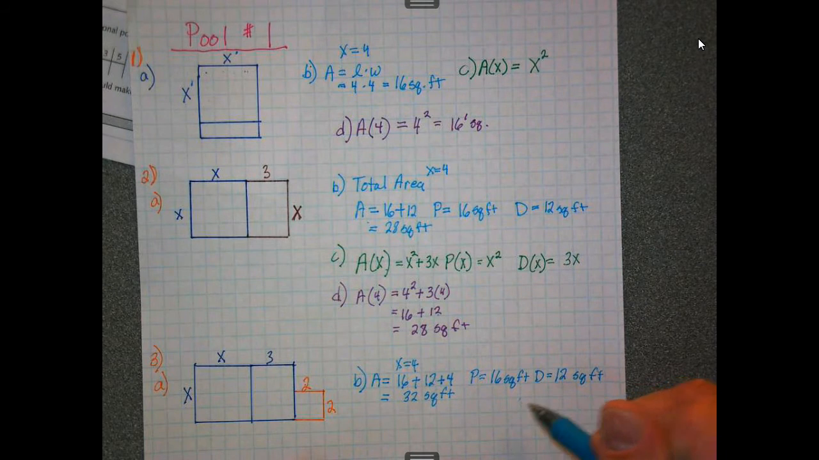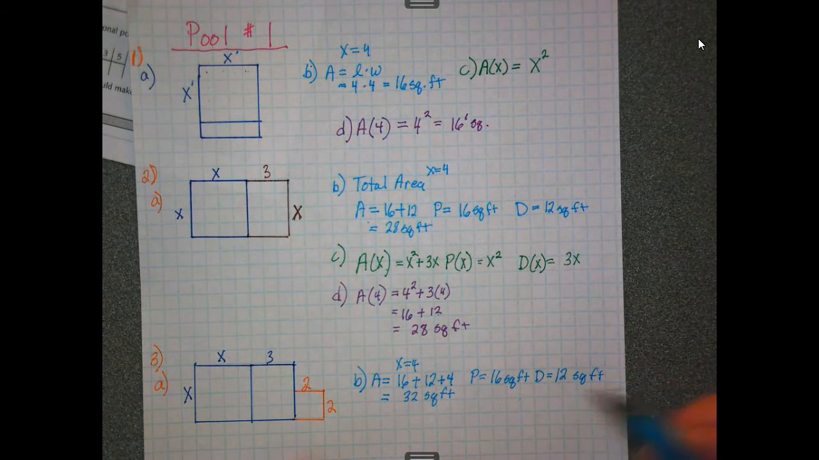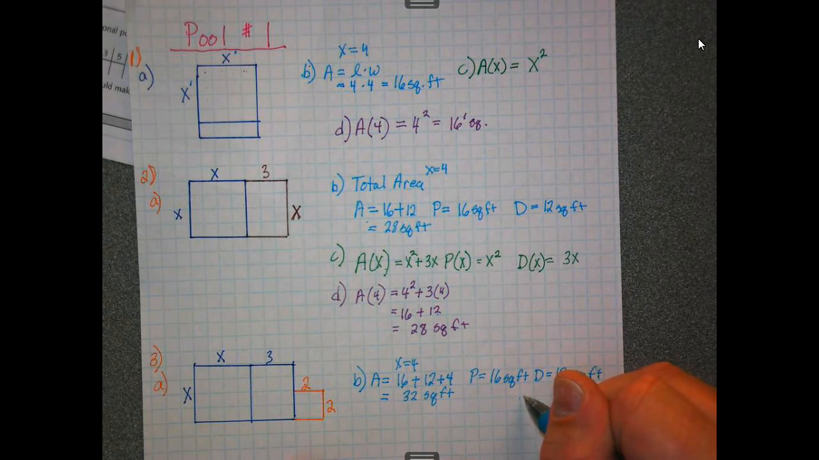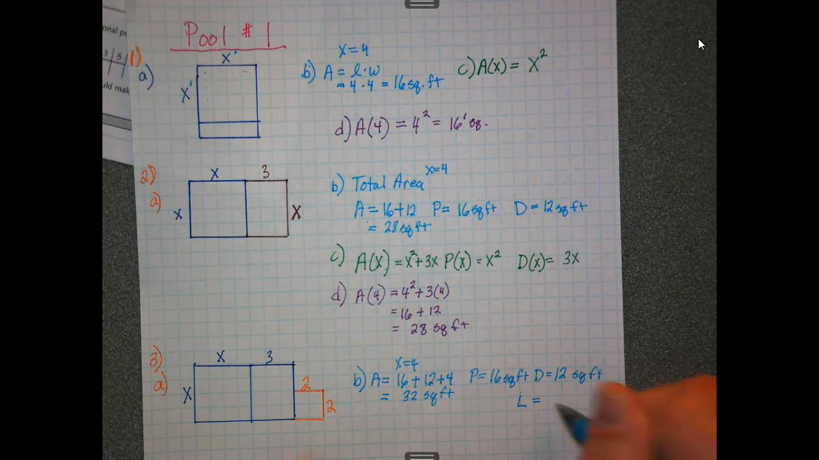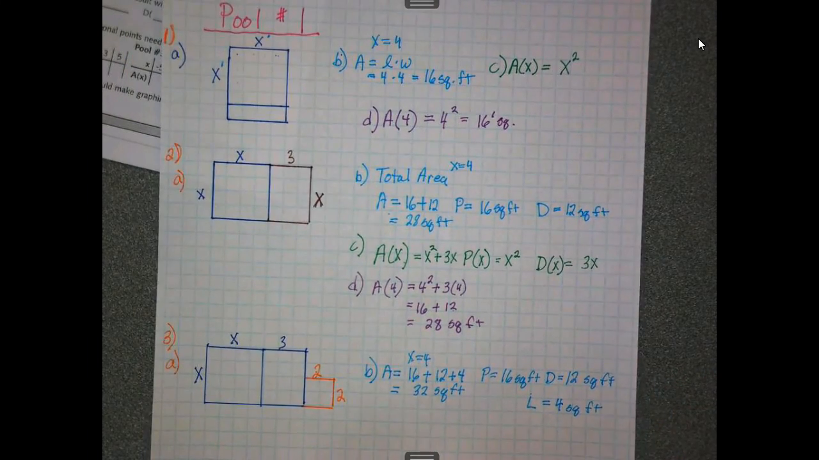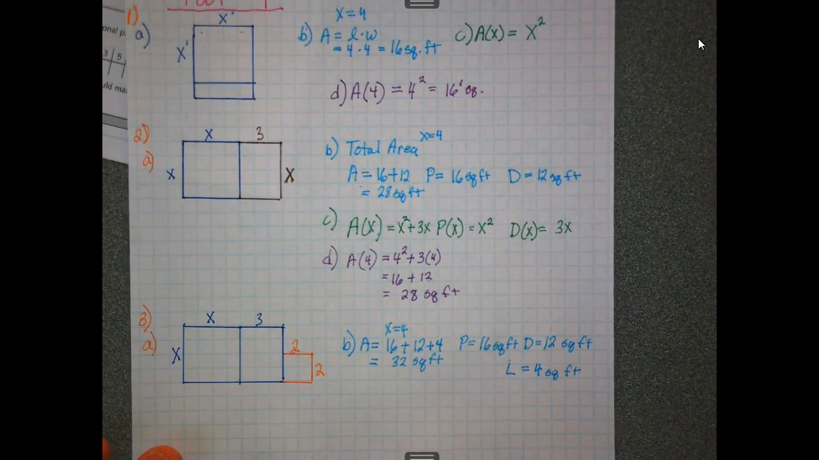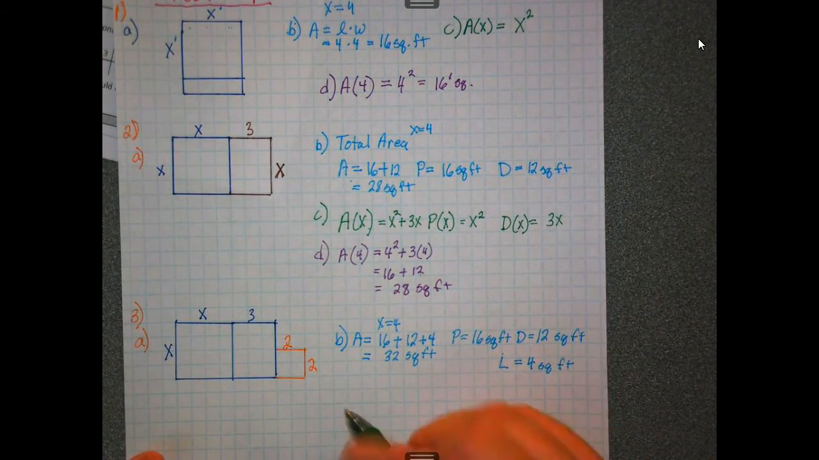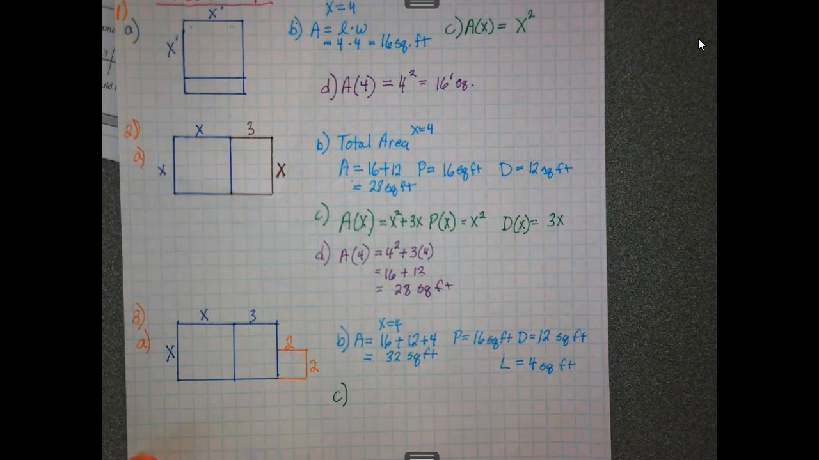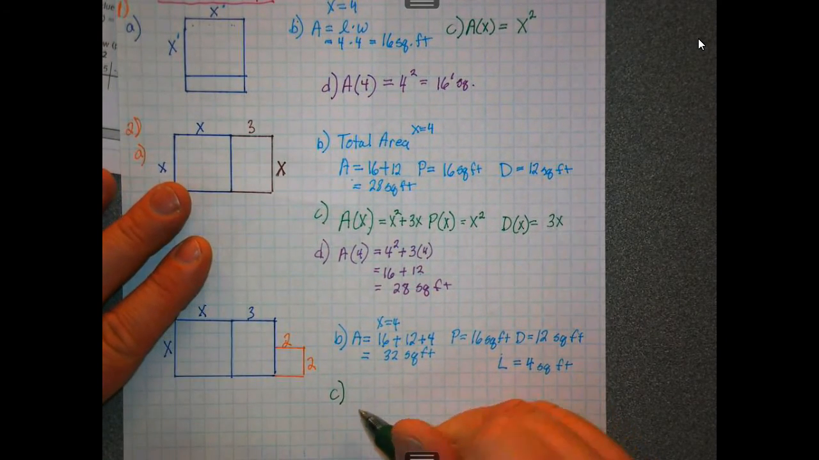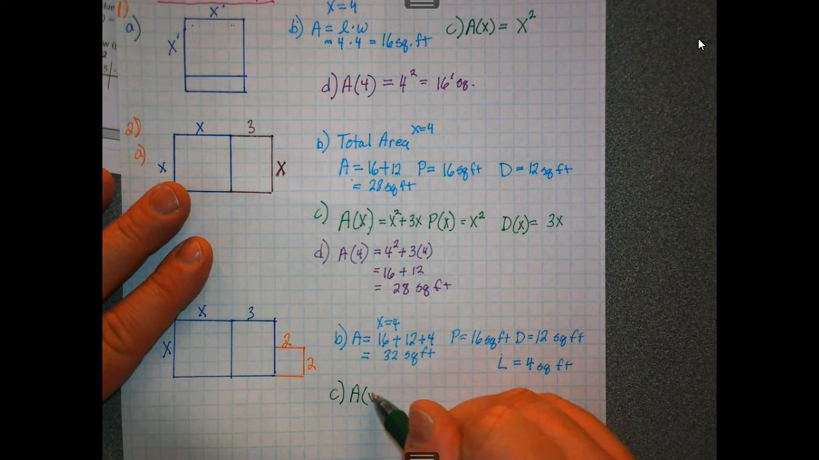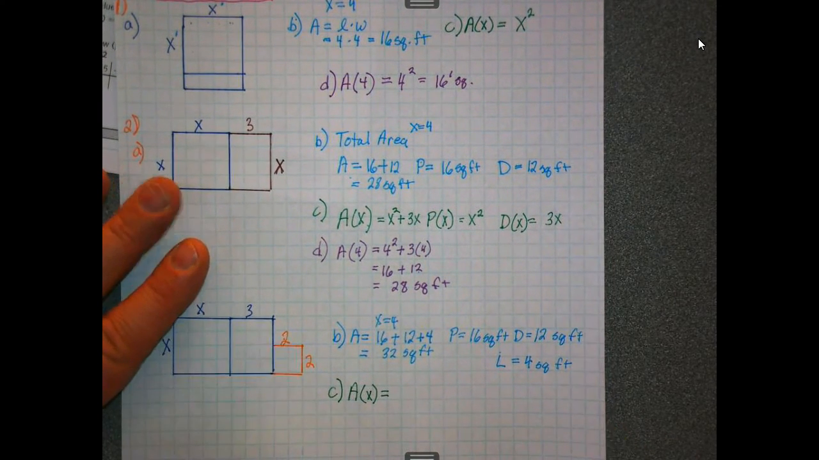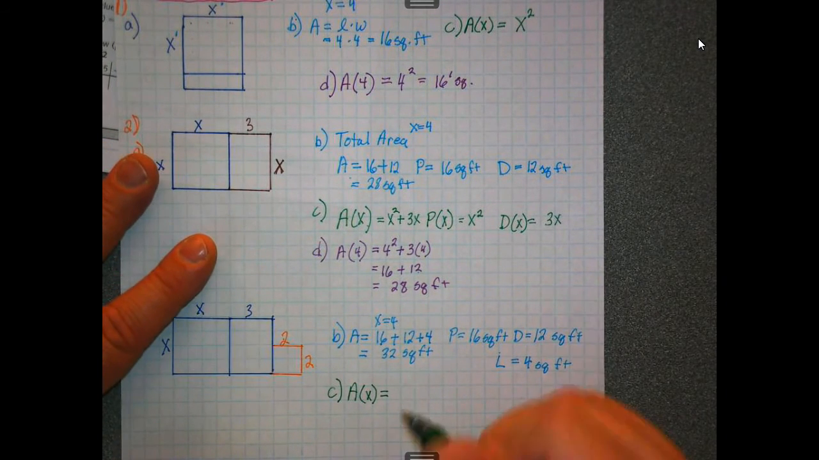I'm going to call it, I don't know, I'll just call it G of X or something. G platform. Can't use it. How about L? It is 4 square feet. Now we need to put it in terms of X. That's what C says. Put it in a function. So I have A of X equals, what was the X squared?